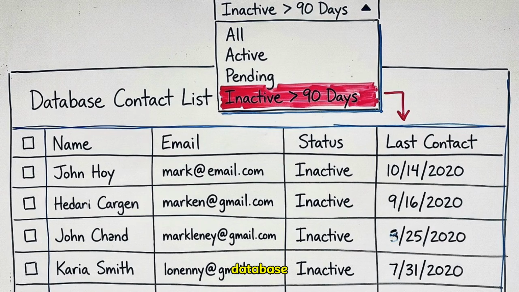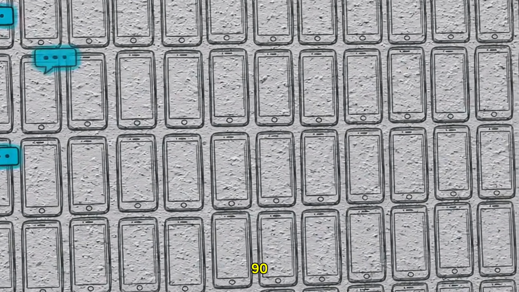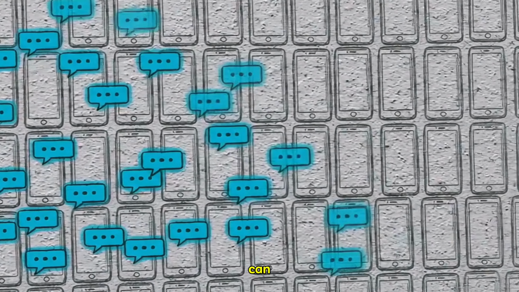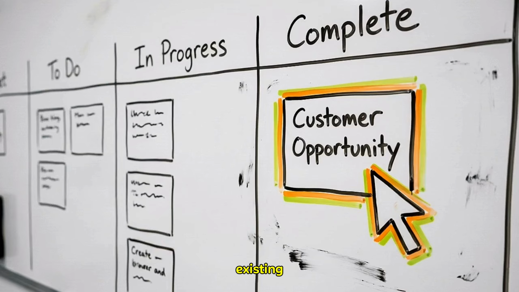Step 6 is database reactivation. Use the contacts filter to isolate any lead that hasn't shown activity within the last 90 days. By applying a bulk SMS action with a specific offer, you can generate immediate engagement from your existing database.